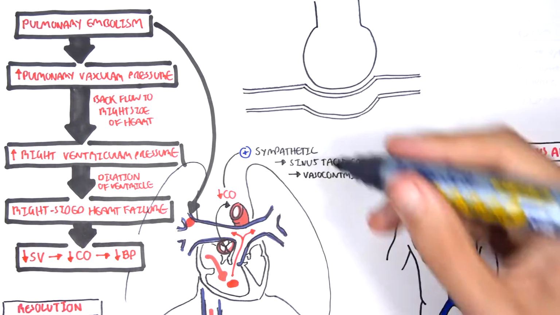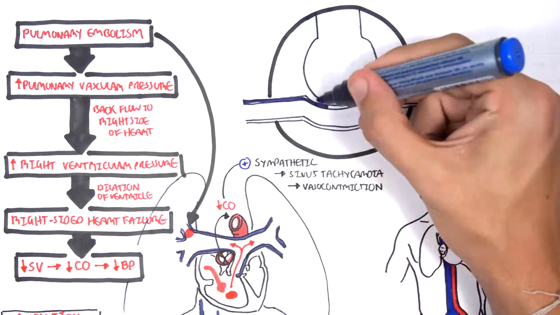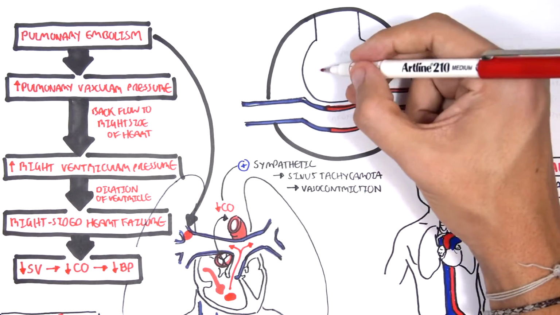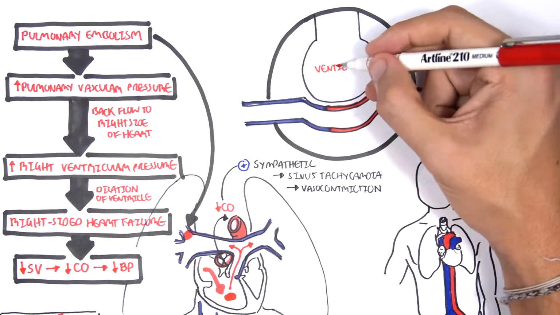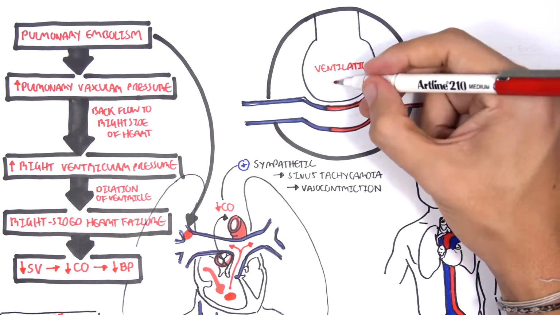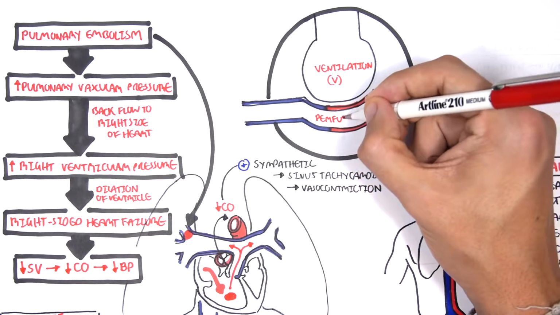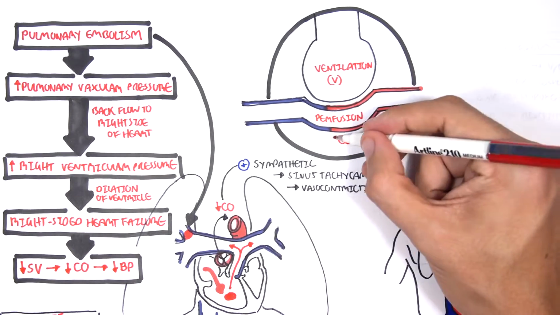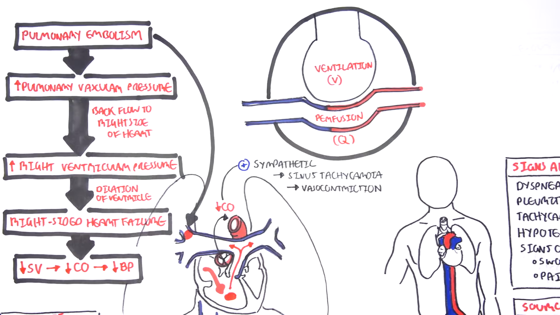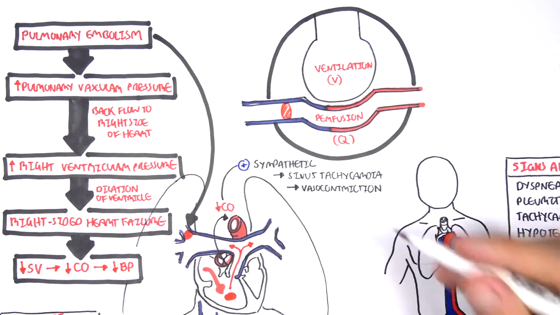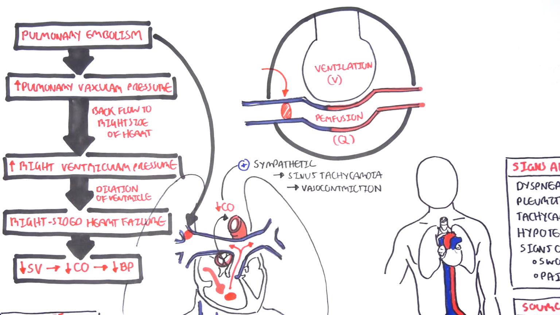So here I'm drawing the alveoli, the pulmonary arteries in blue and the pulmonary veins in red. Ventilation is the air moving in and out of the lungs, and that's denoted as V. And then the perfusion is the blood flow to and out of the lungs. So this is your Q. And here is our emboli, let's just say.